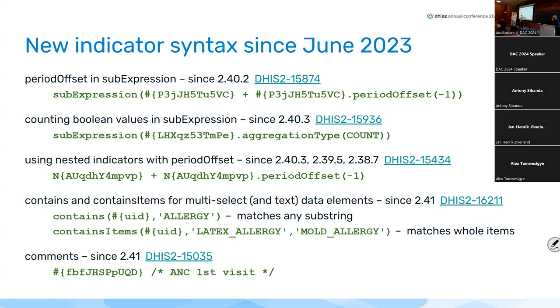The question is, how does this fire? If we have contains items, this means latex allergy or mold allergy, if it contains any of those items. And if you want it to contain both of those items, then you'd have to do contains items latex allergy and contains items mold allergy.